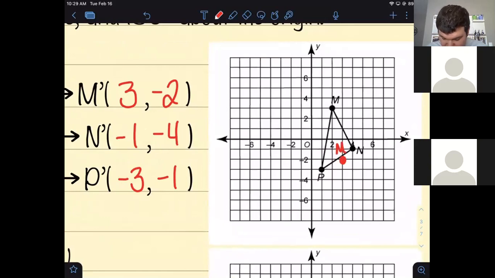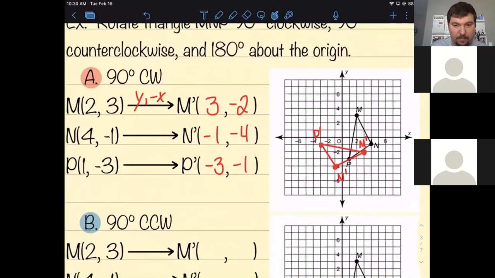There's my new M prime. -1, -4. There's my new N prime. And then -3, -1. There's my new P prime. And then I can connect it. And so that triangle has now been rotated. Again, kind of hard to figure out where it would go unless you use the arrow notation. Take the opposite of the x coordinate and then flip.